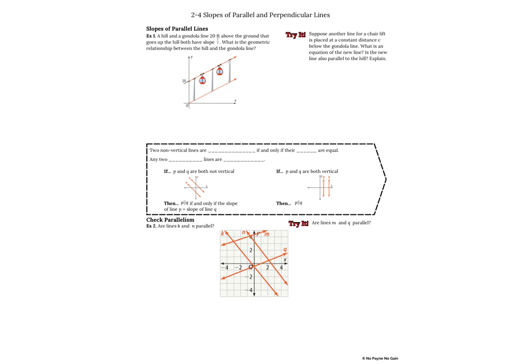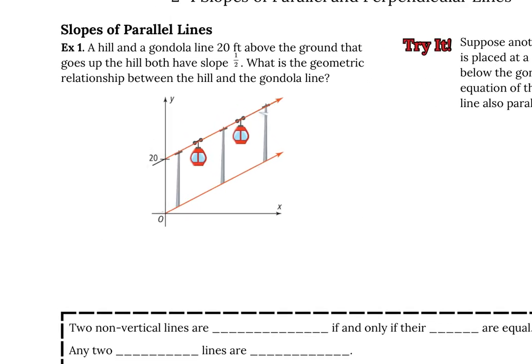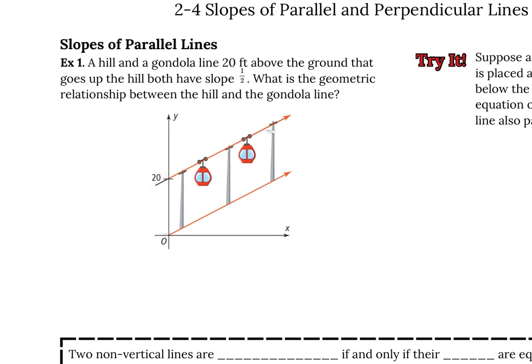We're looking at slope of parallel and perpendicular lines. Example 1: a hill and a gondola line 20 feet above the ground that goes up the hill both have a slope of 1/2. So the hill and the gondola line both have a slope of 1/2, and the gondola line is 20 feet above the ground. What is the geometric relationship between the hill and the gondola line?